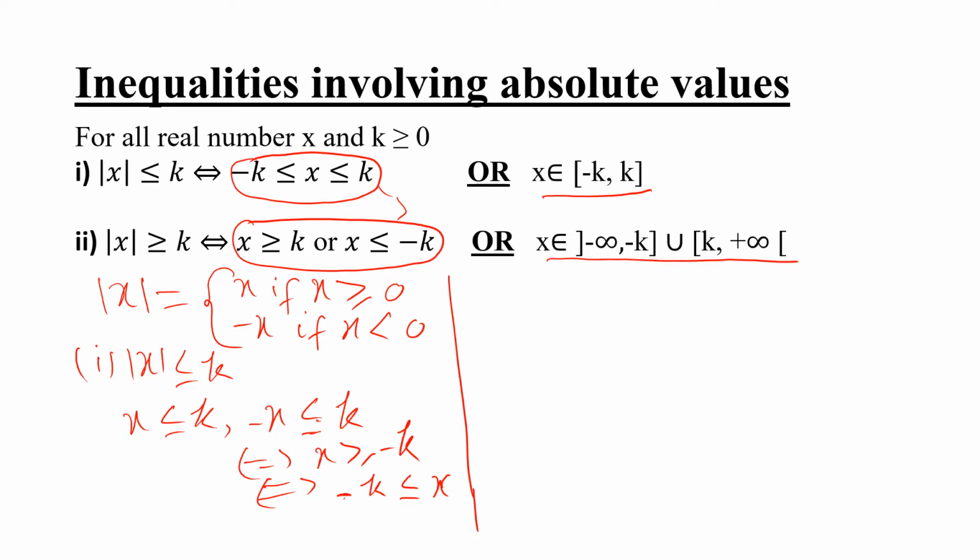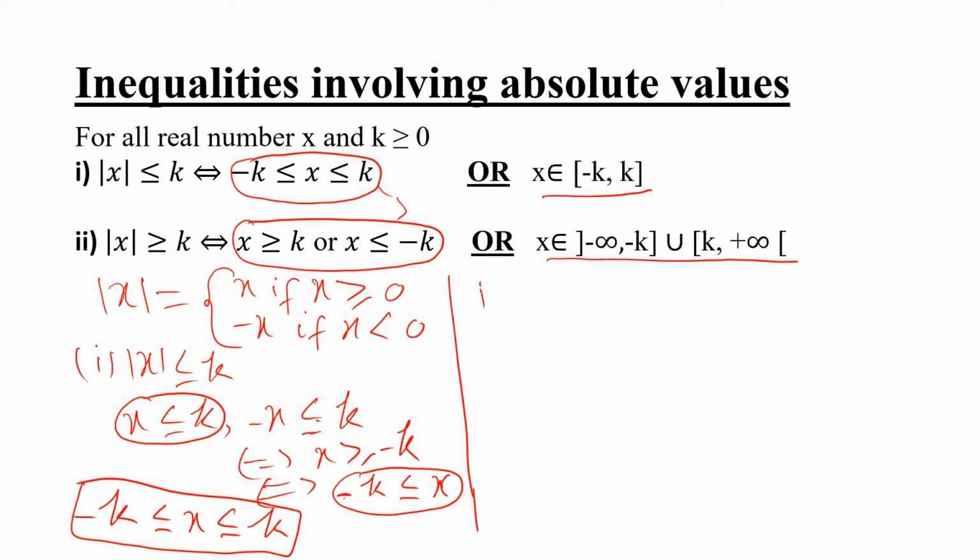As you see now, we have two inequalities. We have this one and this one, so we need to combine them. At the end we get negative k less than or equal to x, and x less than or equal to k.